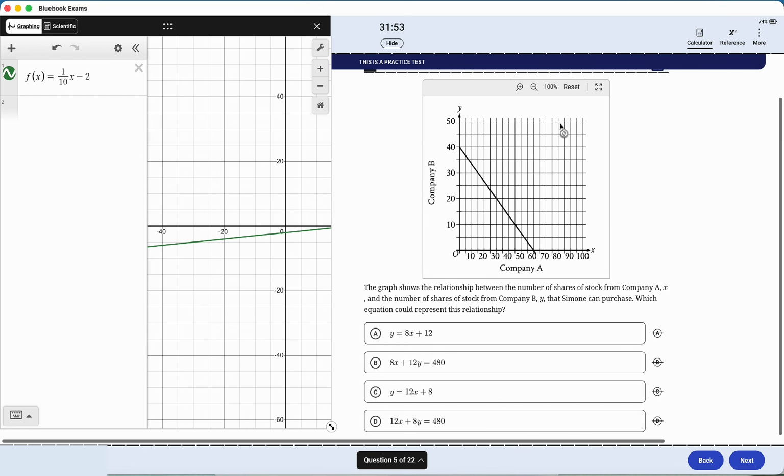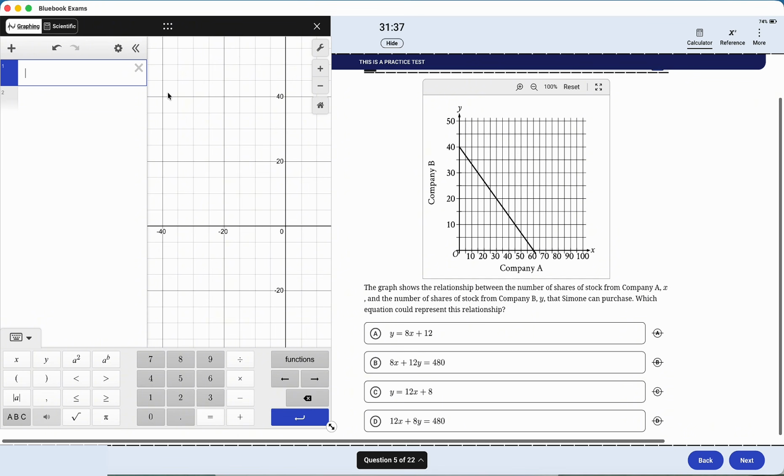Next one here, they give us a graph with this equation. And the equation shows the relationship between shares of company A, x, and the number of shares of company B, y. And it asks which equation represents this. These are silly. You can literally just type this in and see if it's the same graph, right? Obviously, it's not A, right?